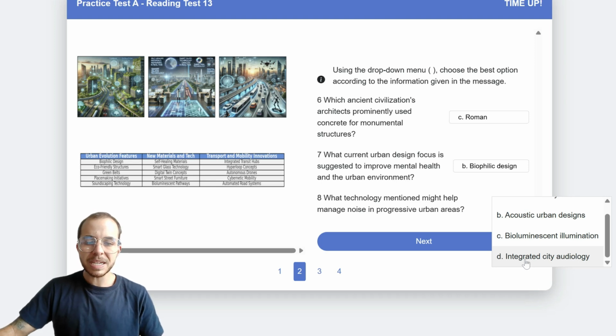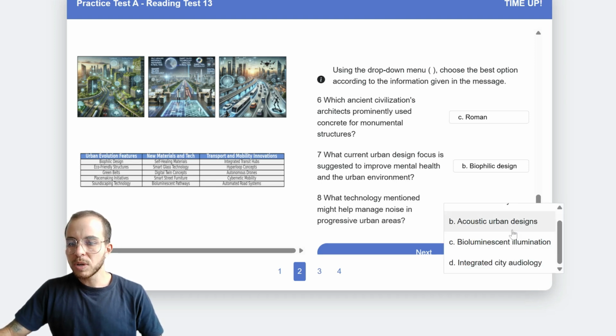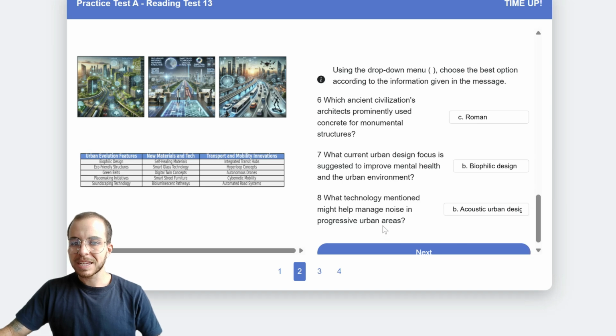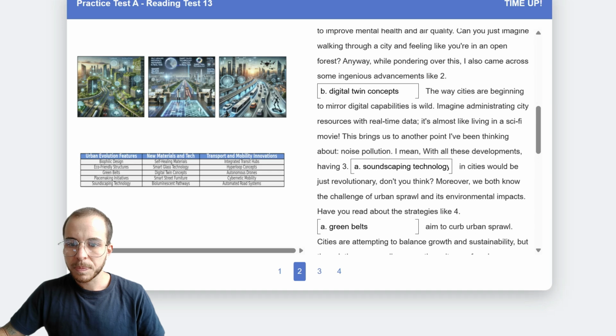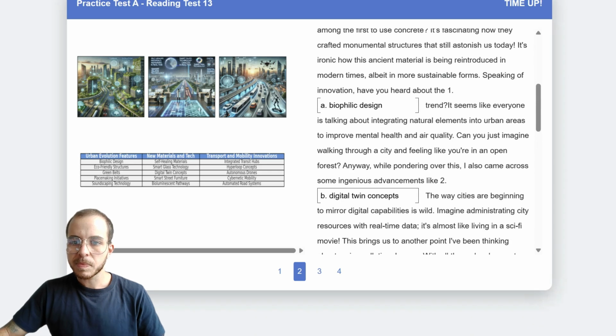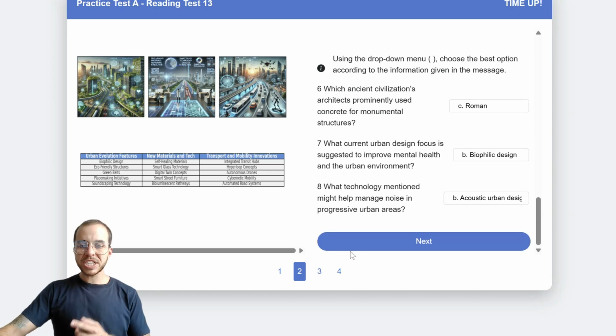Audiology. My time is up. I'm going with acoustic urban design, because I think they mentioned something about acoustic. I heard that word somewhere. All right, we are done with section number 2.